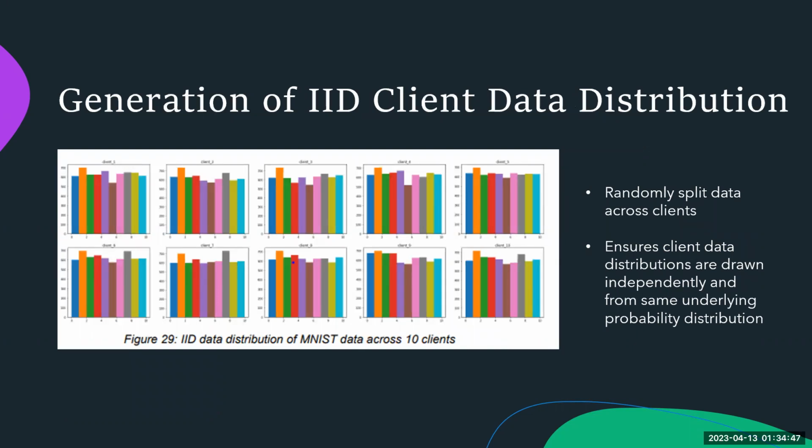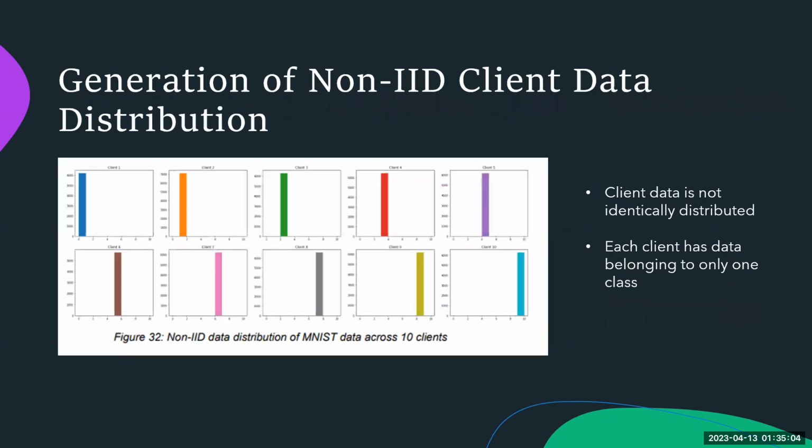The way we did this is by randomly splitting the data across the clients to ensure that the client data distributions are drawn independently and from the same underlying probability distribution. The IID data distribution of MNIST data across 10 clients is shown on this slide, for example. To generate non-IID client data distributions as well for our experiments, each client was assigned data belonging to only one particular class.